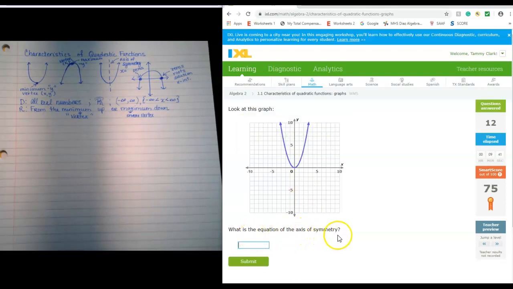What is the equation of the axis of symmetry? Again, the y-axis is splitting this quadratic in half. We know the y-axis is x equals 0.